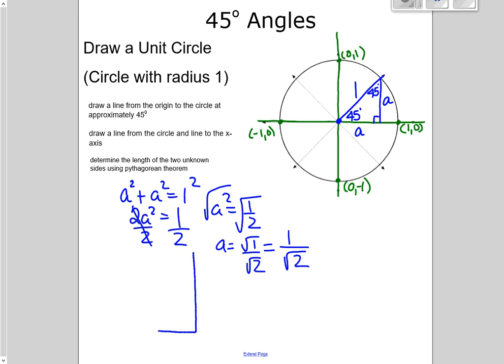So what we have then is this 45-degree triangle where I have exact side lengths of 1 over root 2, 1 over root 2, and 1. Okay, so that's looking at it inside of a unit circle.